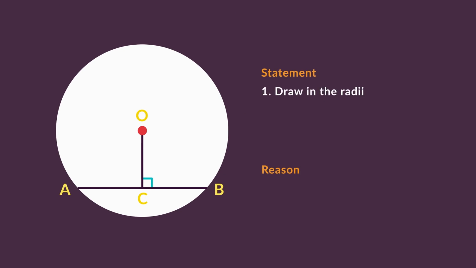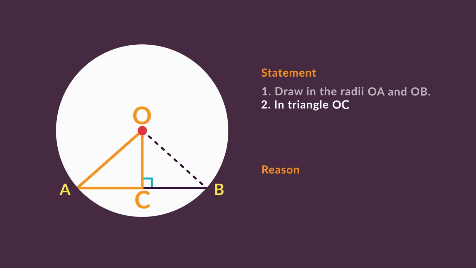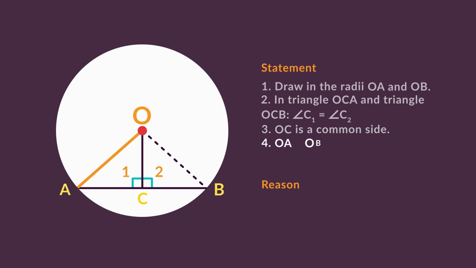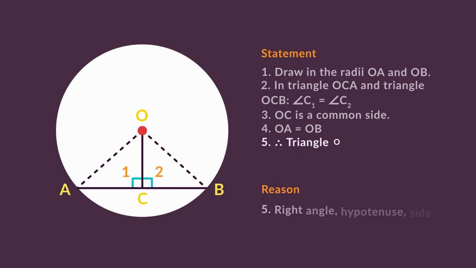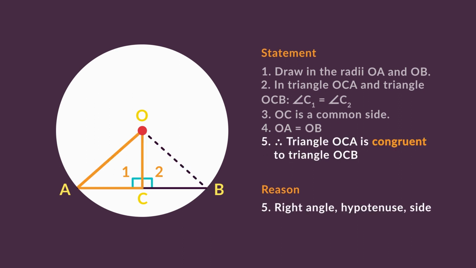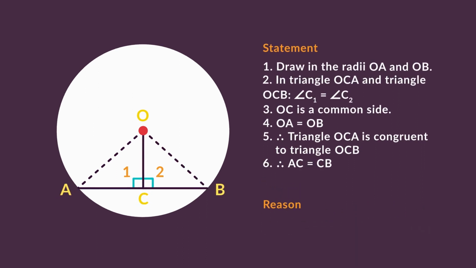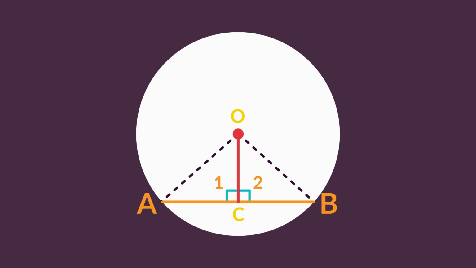First, draw in the radii OA and OB. In triangles OCA and OCB, we know that angle C1 is equal to angle C2 because they are right angles. The 2 triangles also have a common side OC, and sides OA and OB are equal because they are radii. Therefore, the triangles are congruent to each other. And therefore, AC equals CB, and we have shown that OC bisects AB.